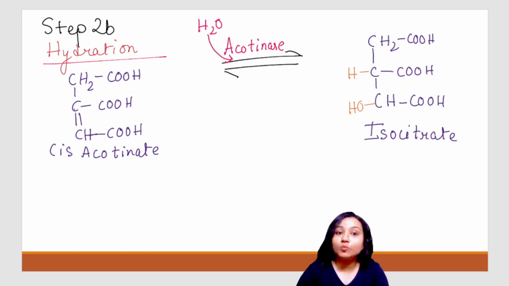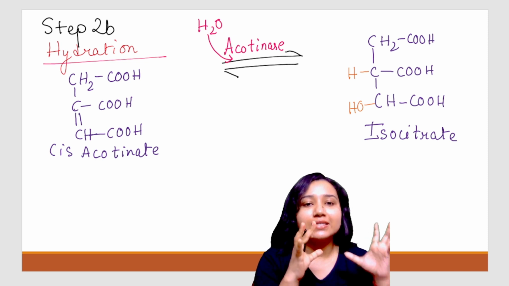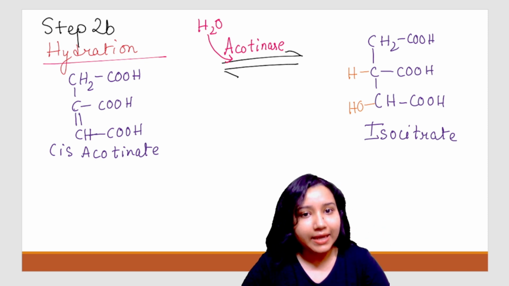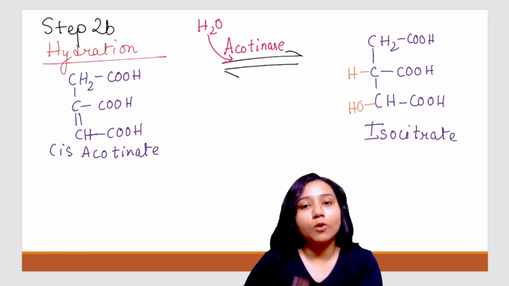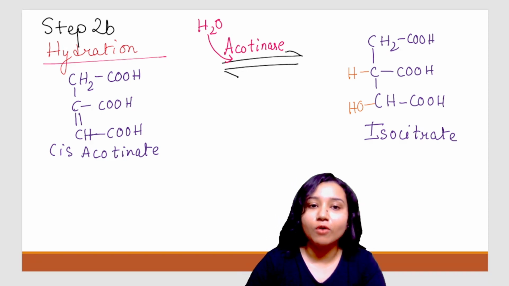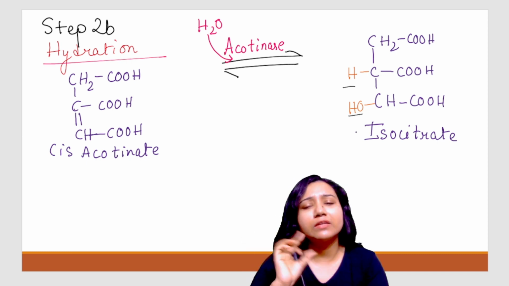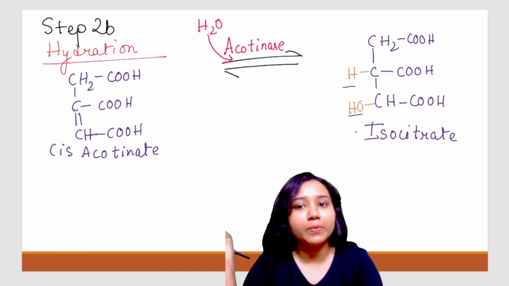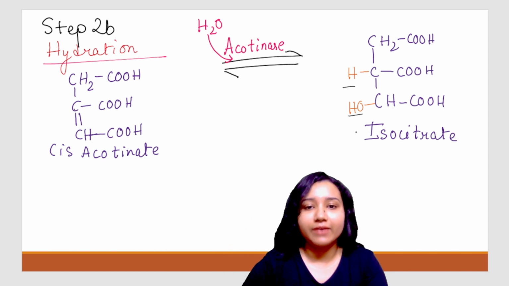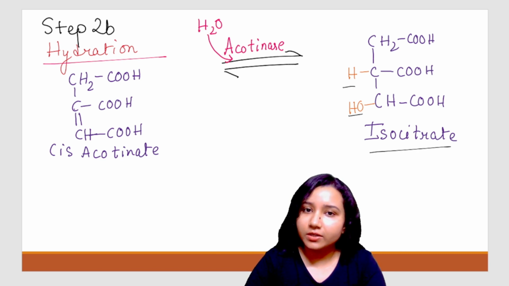Now step 2B. Here we are going to hydrate ourselves. You can drink some water. In the hydration, the cis aconitate is going to form isocitrate. Here you will notice that there is addition of one H plus and OH minus. So simple. You can draw it with a different color pen also, so that you remember that H and OH are added. It takes place with the help of aconitase, and isocitrate is forming. So the second step is divided into two steps.